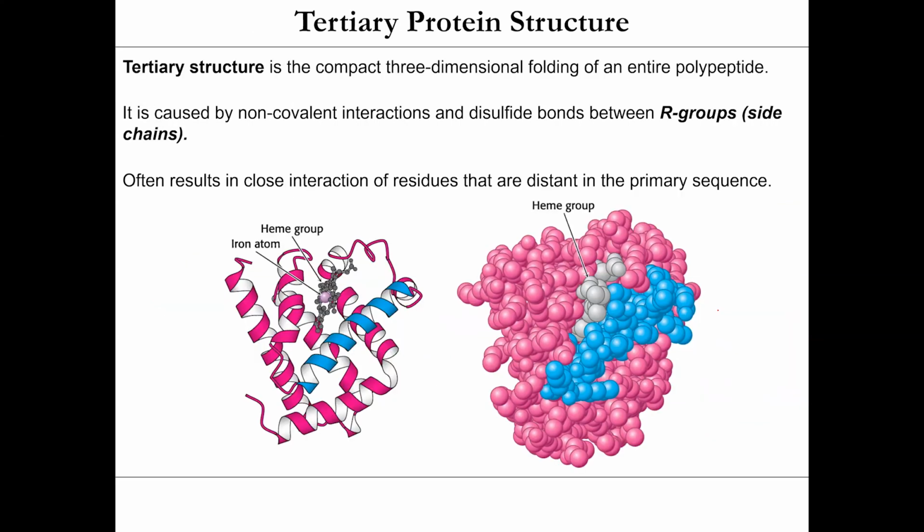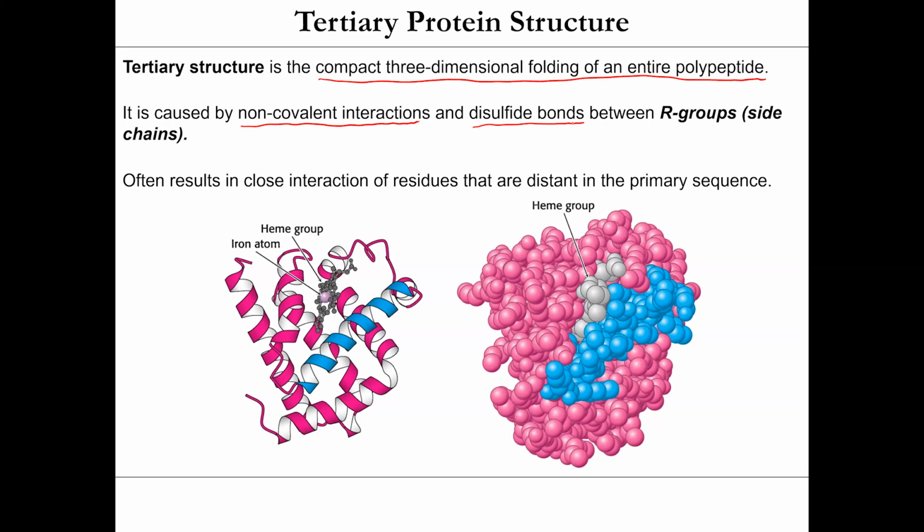So, as I said, tertiary protein structure is the compact three-dimensional folding of an entire polypeptide chain. So it's the local folding of the secondary structure, such as alpha helices and beta sheets, but now the whole polypeptide chain is folding based on interactions between the side chains. So this is caused by non-covalent interactions between R groups and also disulfide bonds, which are actually covalent interactions between R groups or side chains on the protein.